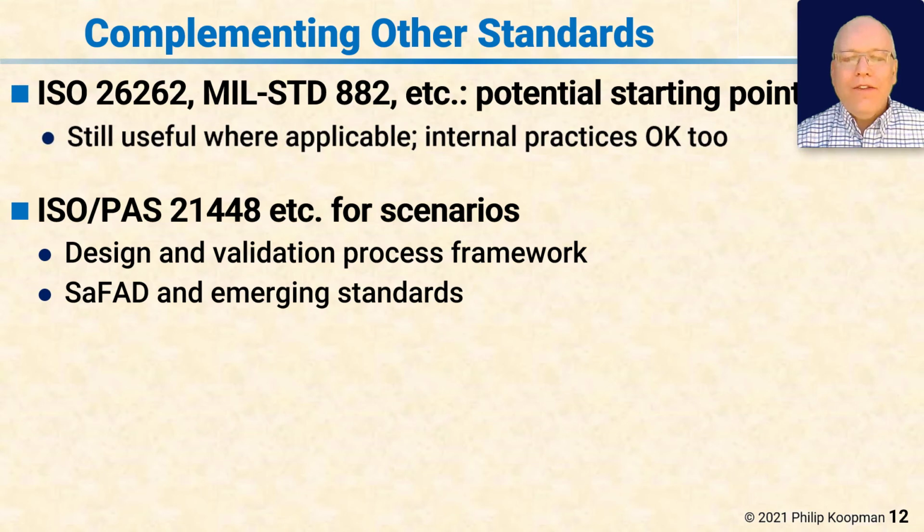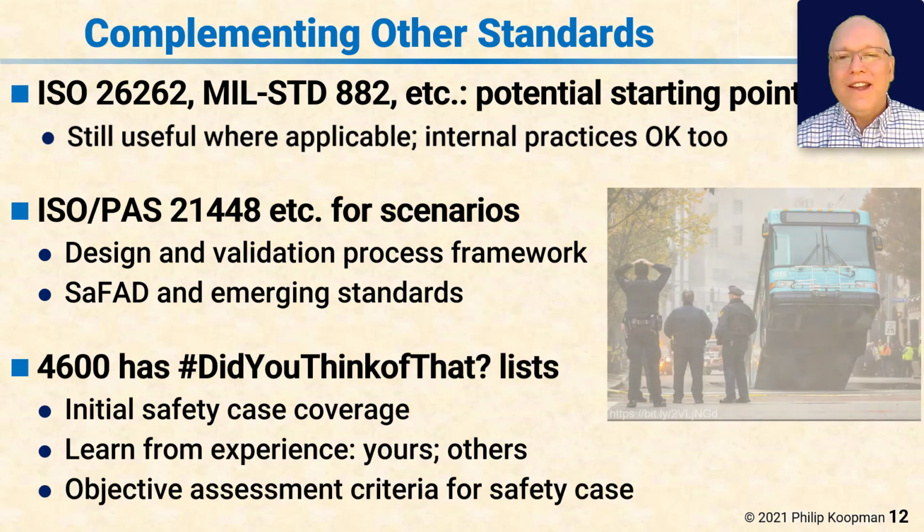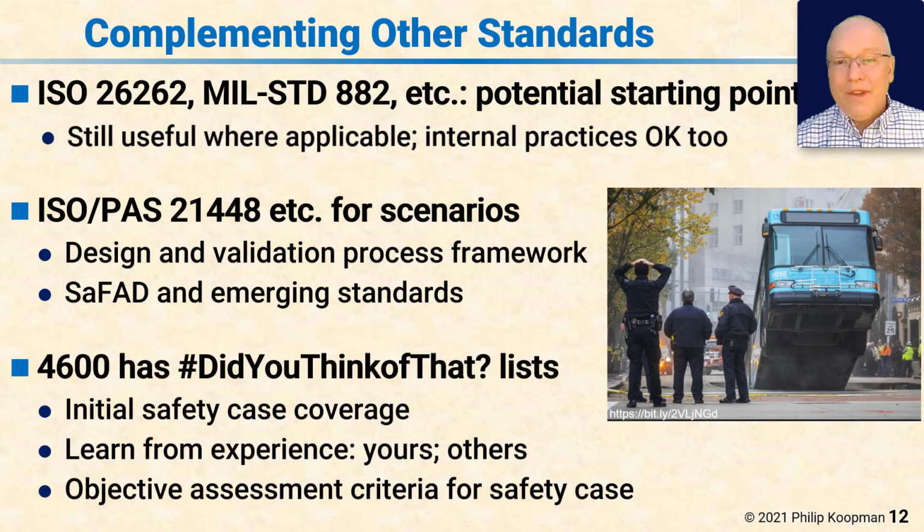But what's left out of those is the system-level approach for knowing that things are handled. As a simple example, 26262 will say, do a hazard analysis, but it doesn't tell you what hazards you probably need to mitigate, whereas 4600 has extensive lists of, did you think of that types of things?